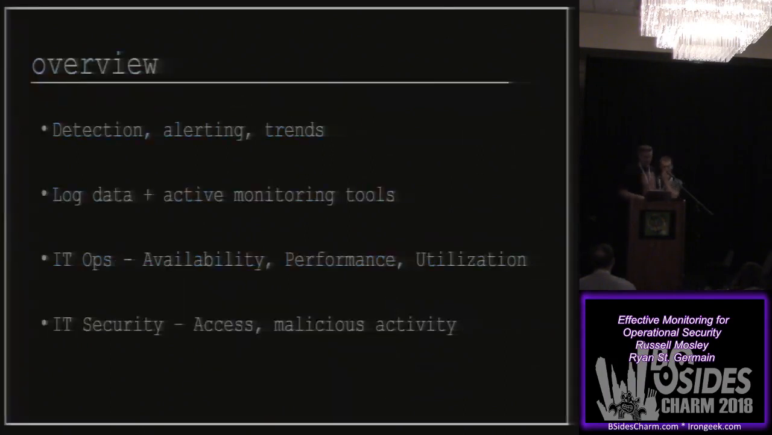So without further ado, we're here today to talk about effective monitoring for operational security. I'm going to give a quick overview, and then we're going to get into those slides I was just telling you about with all the output data. By monitoring, we're talking about processes and tools that we use for tracking information and statistics, alerting based on them, and detecting trends and anomalies. For this presentation, we're focusing on log data and also output from some active monitoring tools that we use, things like ping and SNMP and WMI, as well as some custom scripts.